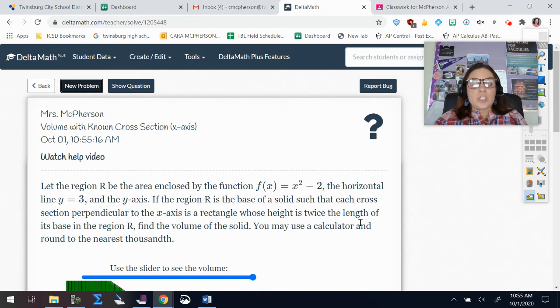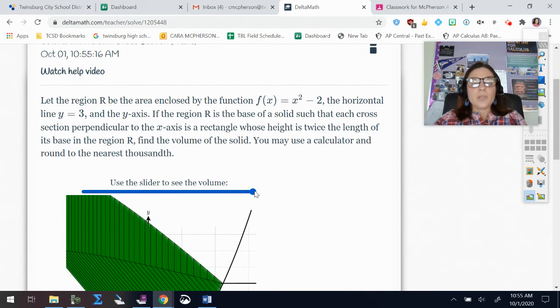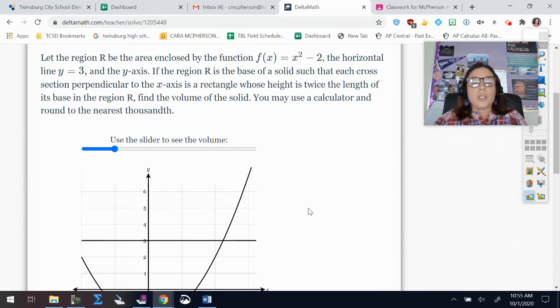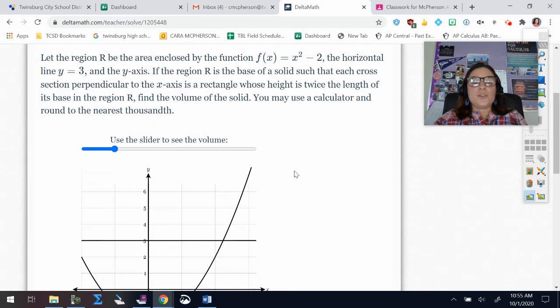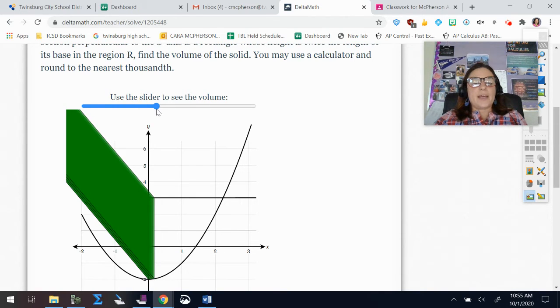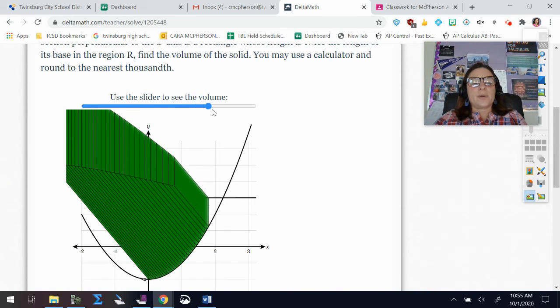Let me show you one with different shapes. So this one is a rectangle. I actually don't do a lot of rectangle ones. I do more squares because I think the AP test likes squares better. So you have your function x squared minus 2, which is your parabola, the horizontal line y equals 3, and the y-axis. And that's giving you my region. And we are going to slice it into rectangles. So here's my rectangles. And we're slicing this region starting at the y-axis, and creating a three-dimensional image.